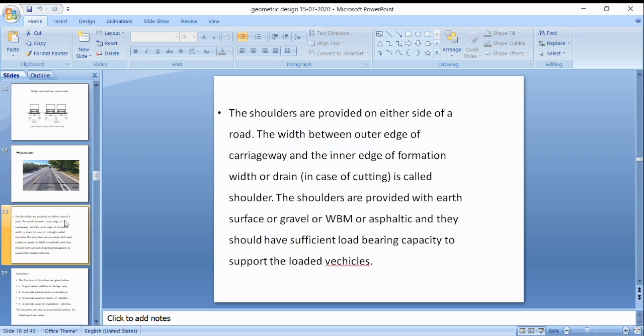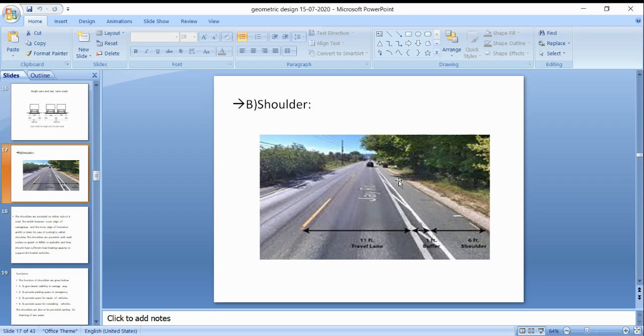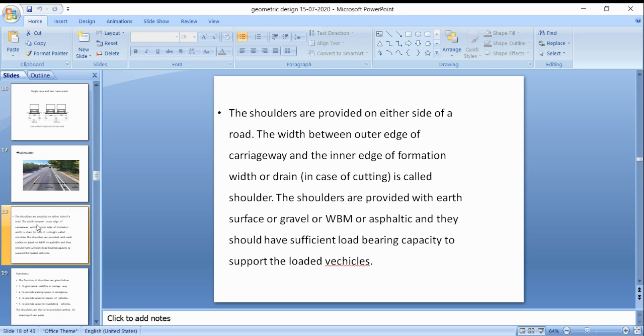So what does it mean by shoulder? Shoulders are provided on either side of a road. It is the width between the outer edge of the carriageway and the inner edge of the formation width. So overall, from this road end to road end, the bituminous tar road ending to tar road starting, that is completely the formation width. The width between the outer edge of the carriageway and the inner edge of the formation width of the drain is called a shoulder.